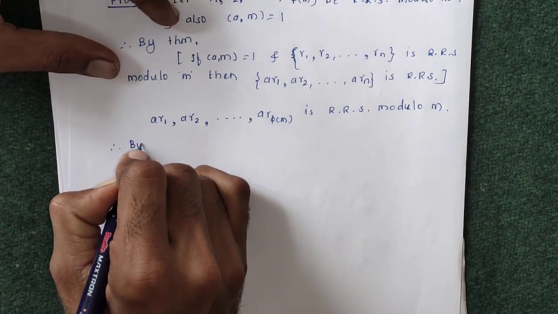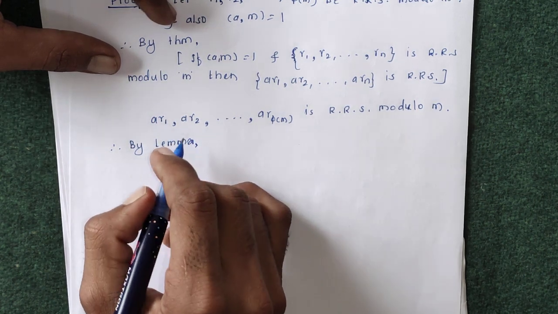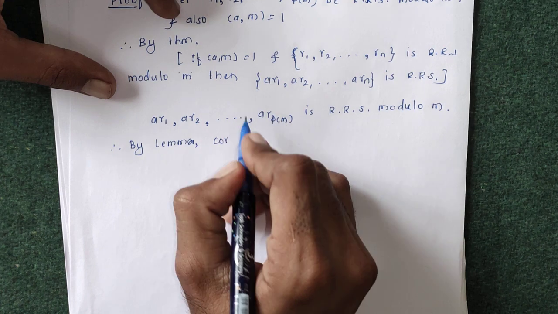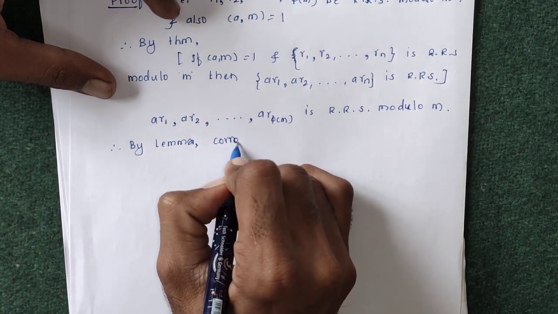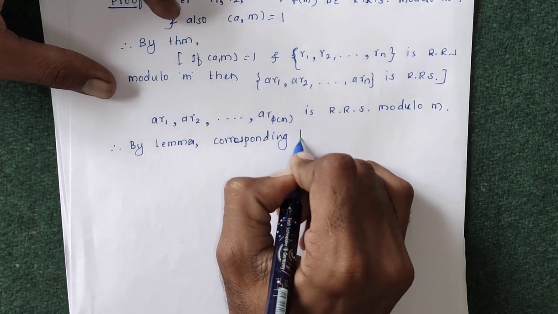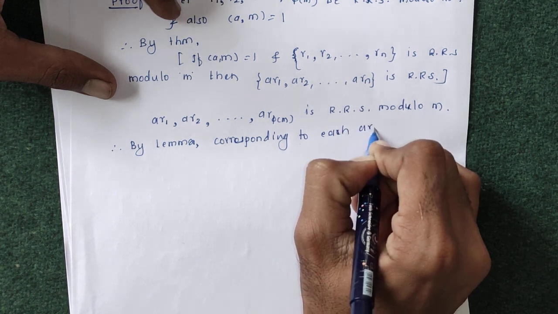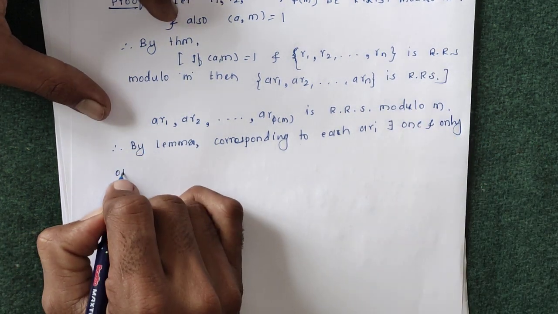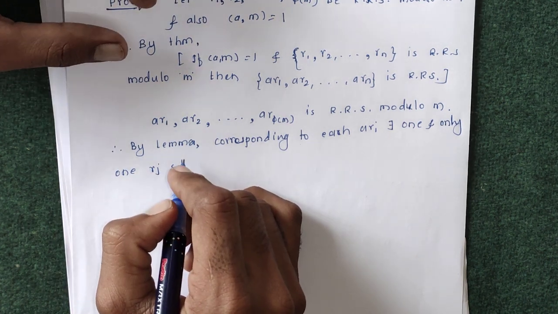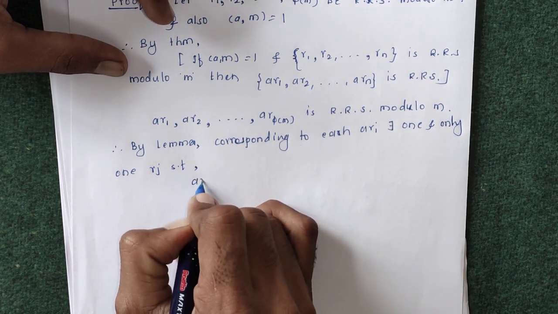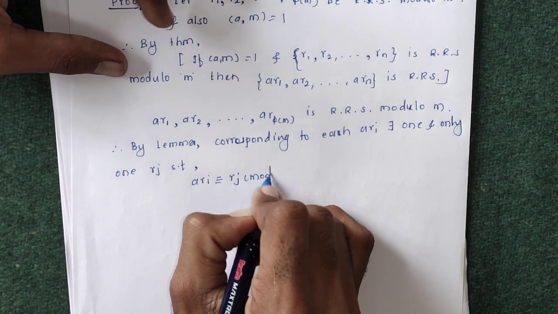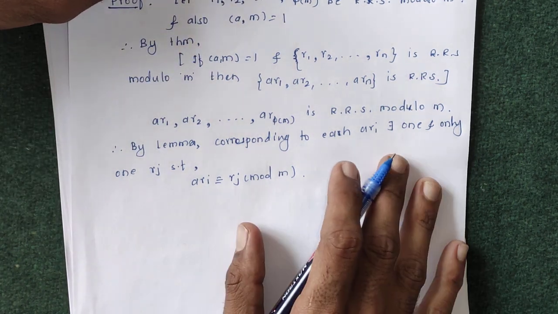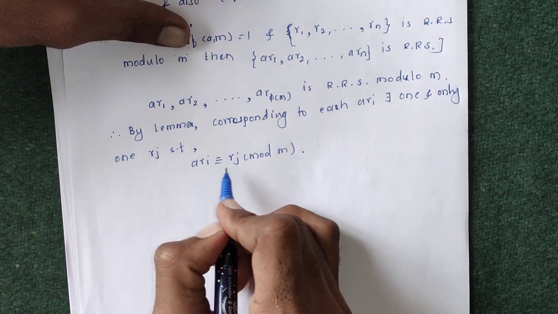Therefore, by this lemma, corresponding to each aRi, there exists one and only one Rj such that this aRi is congruent to Rj modulo M. So by using that lemma, we have this aRi is congruent to Rj modulo M.